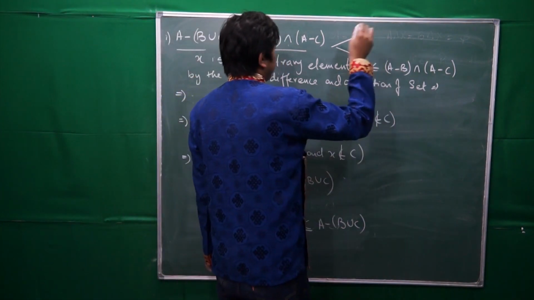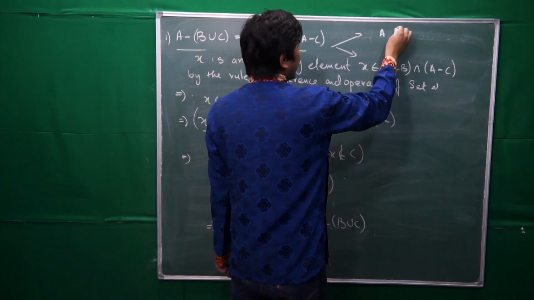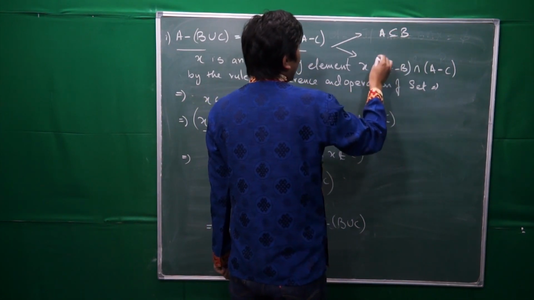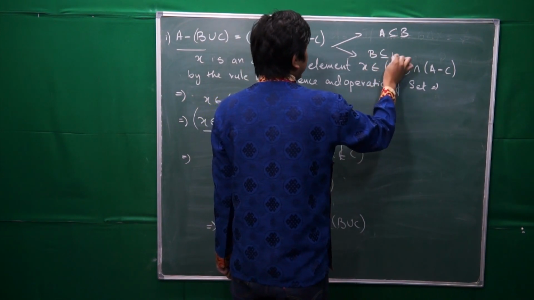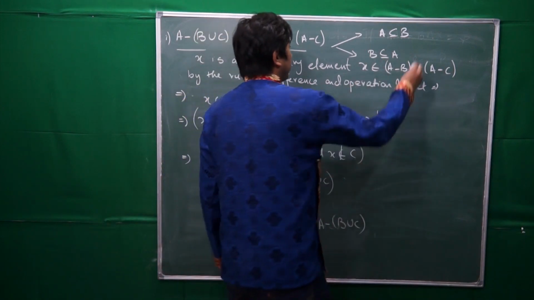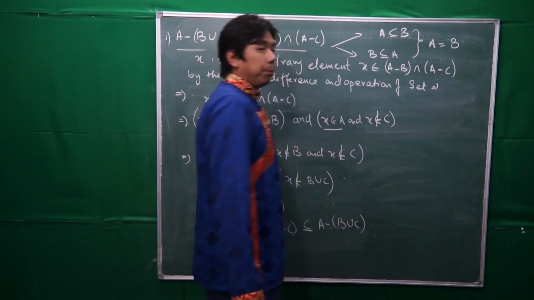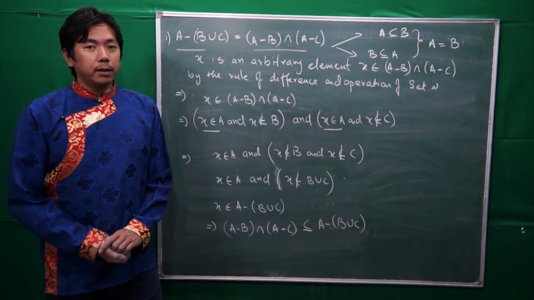First proof is to prove that given set A is a subset of B and set B is a subset of A. If you are able to prove these two things, then this would imply that set A equals set B. Okay? Clear?